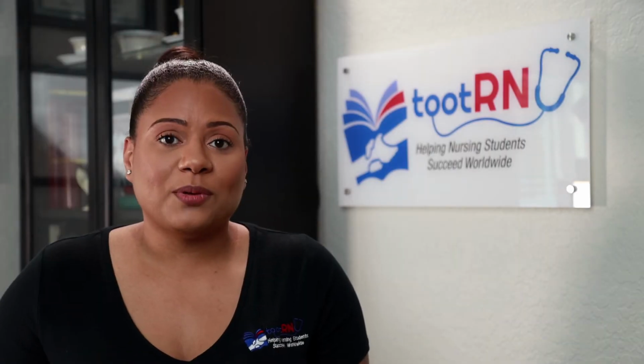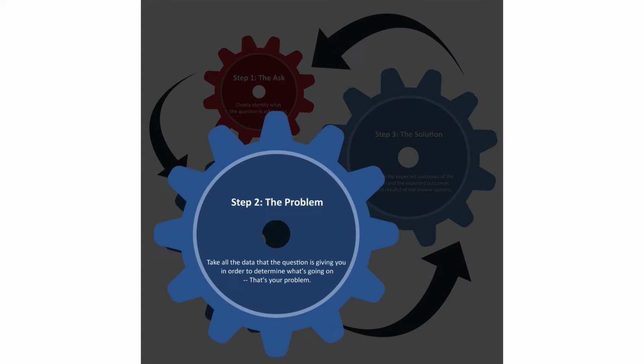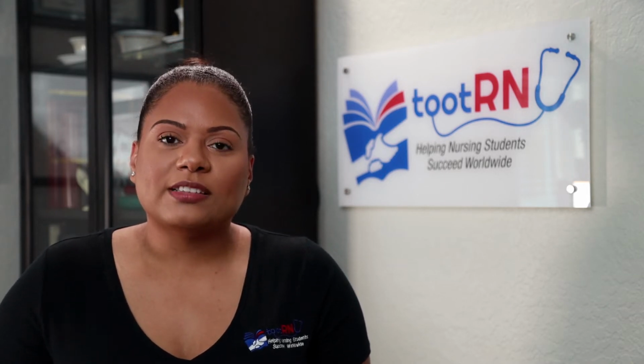The second thing that we want to do is identify the problem. That's step 2. The problem we find by taking all the data that the question is giving us. And that's really important because we take that information and we apply our knowledge there, and we use our application and analyzing skills to help us think about outcomes. Where is this problem going to go? What is this going to turn into? What do I anticipate? What do I expect the outcomes of the problem to be?